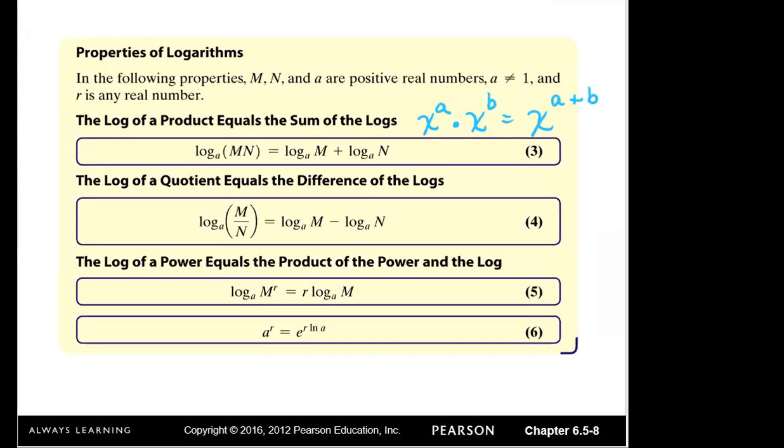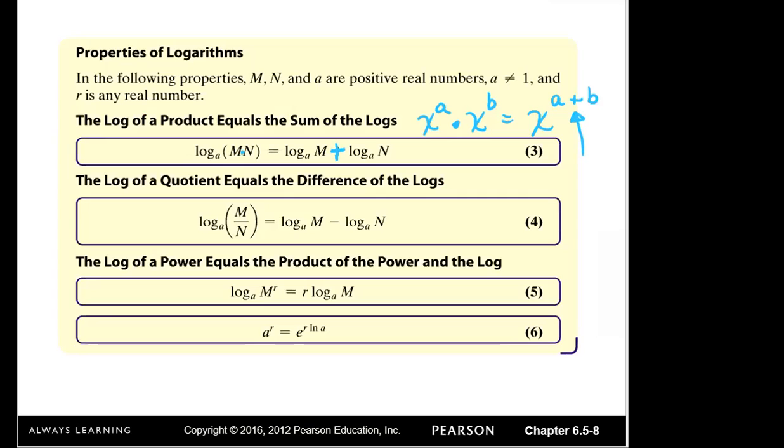When the bases were the same, you added your exponents. And the bases are being multiplied right here. Well, when I look at this log base A of M times N, there's really a multiplication right here between the M and the N. That multiplication, you're going to split up into two separate logarithms and add them together, just like you would with the exponents. Because logarithms really are exponents.